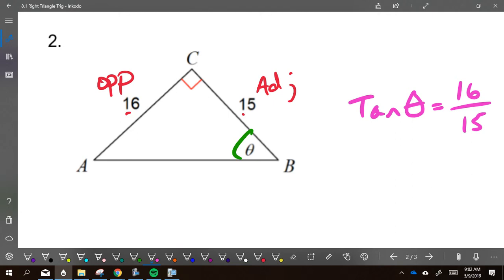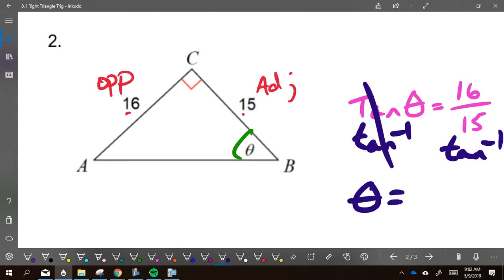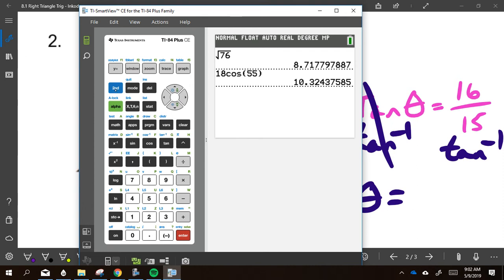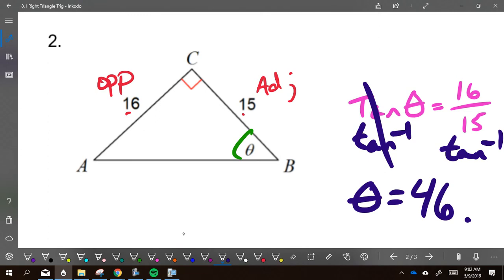What can I do here to get theta by itself? I want to get rid of tangent. I'm doing inverse tangent on both sides. That's going to cancel. In my calculator, I'm going inverse tangent, so second tangent, 16 over 15, and hit enter. I get 46. It's an angle, so I'm going 1 decimal, 46.8 degrees.